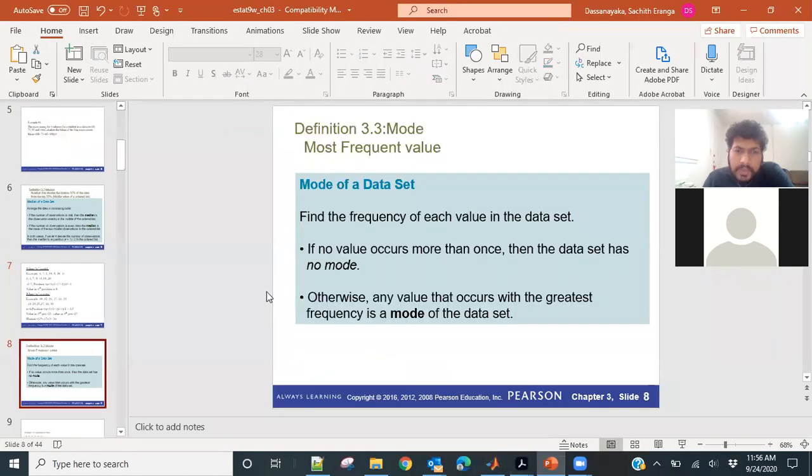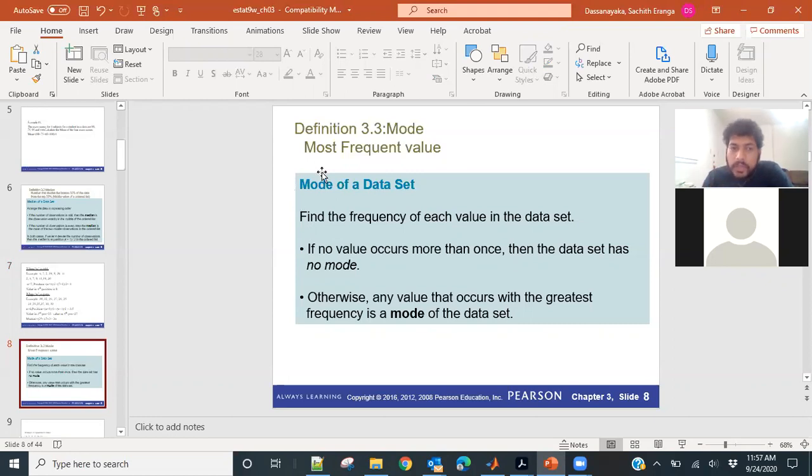Actually, in a particular data set, there can be one mode or many modes, or no mode. That can happen. So without any problem, we can find the mode. There are no calculations. You just have to go through the data set and find the mode. Mode is the most frequent value.